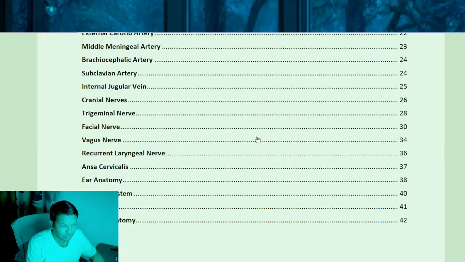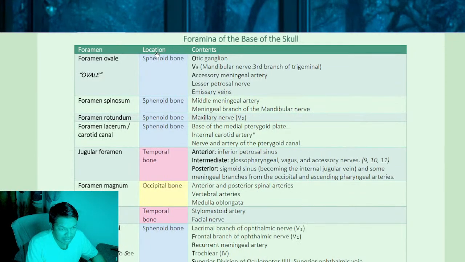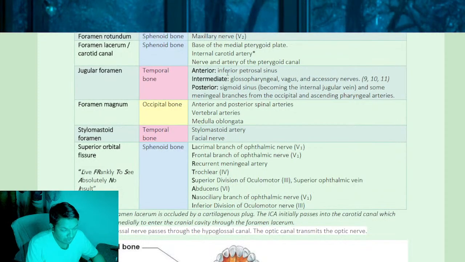Already we have seen the beginning of the file: foramen and their location and the content.